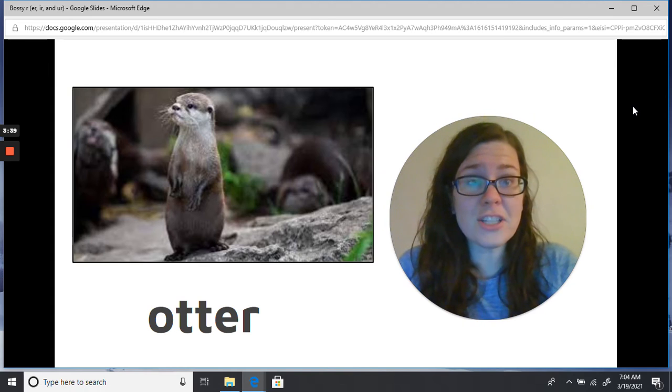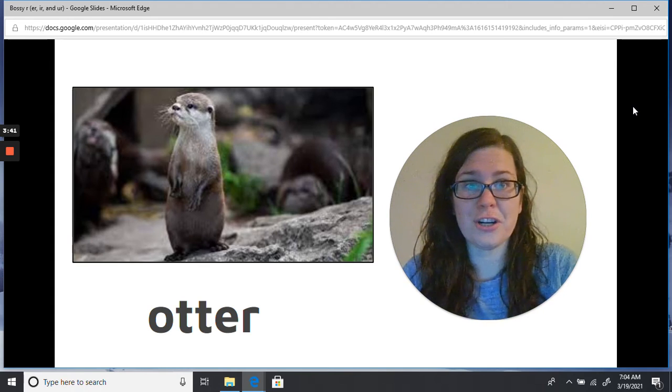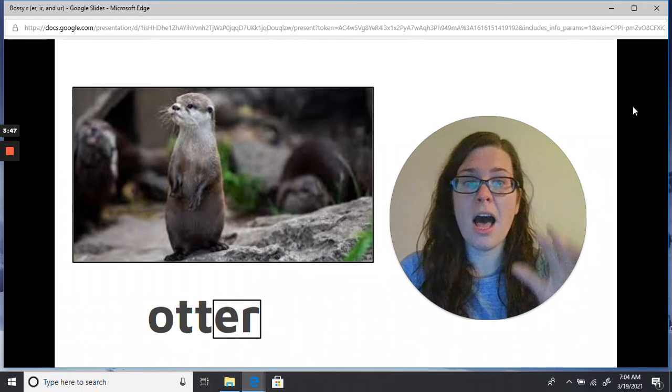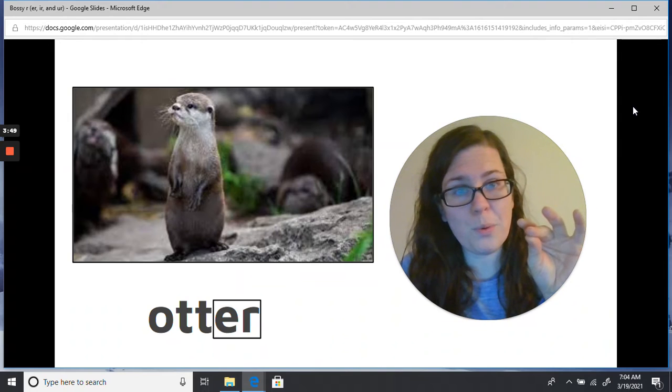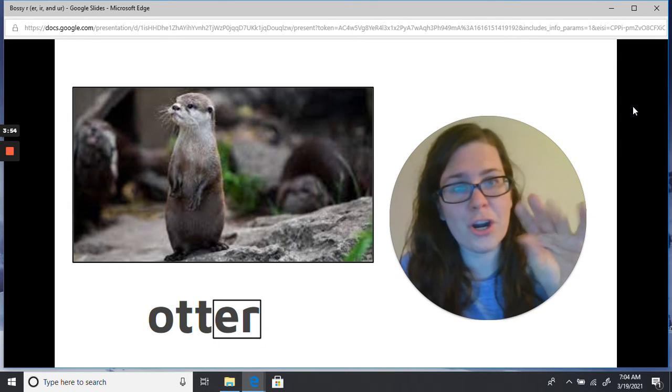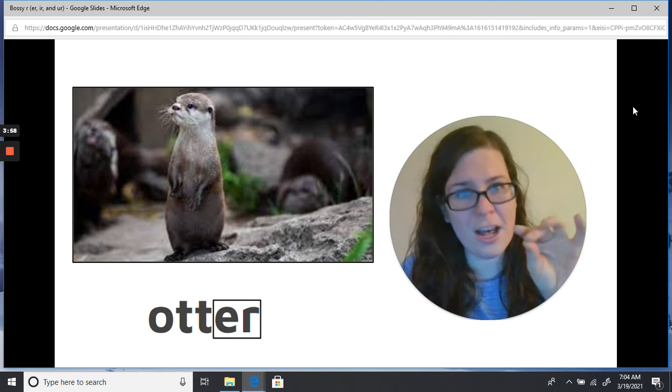Here's an otter. Otter. That ER is at the end of the word. So we just say the R sound. And remember when we see double letters, we only say it once. Otter.